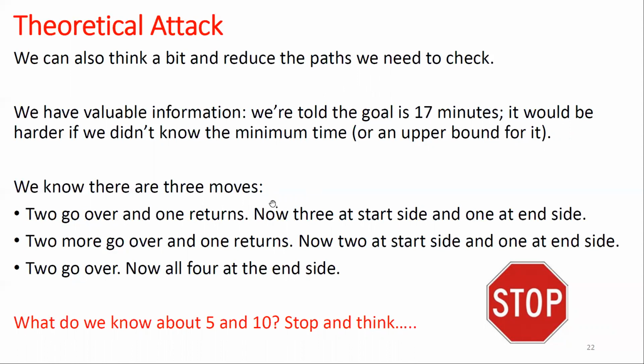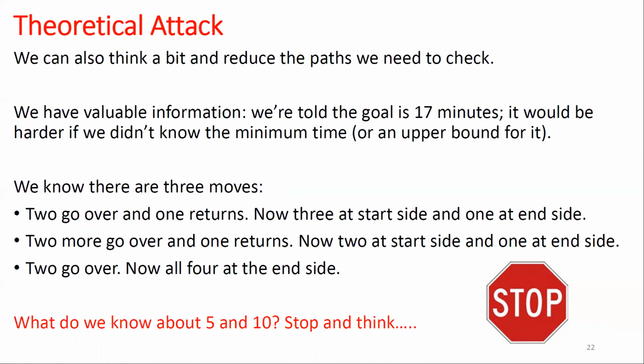We know there's 3 moves. 2 go over and 1 returns. Now we have 3 at the start side and 1 at the end side. Then 2 more go over and 1 returns. So we have 2 at the start side and 1 at the inside. And then the remaining 2 people go over, all 4 at the inside, and now we're done.